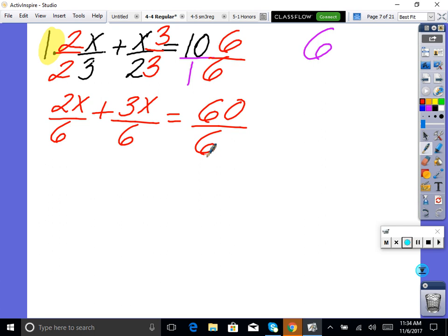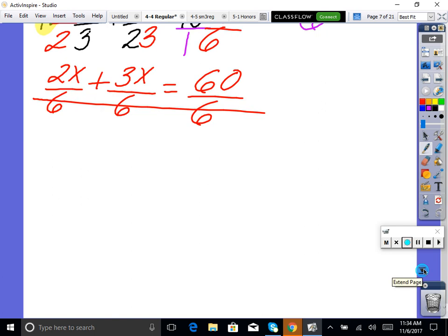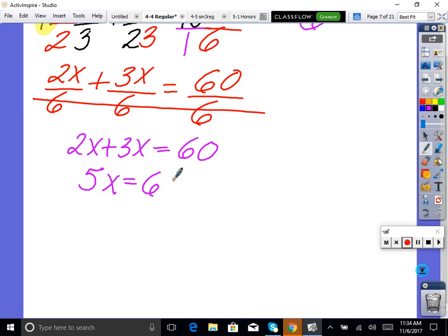Now look at our denominator. Isn't it the same? Yep. We can ignore it now. Solve using the numerator. Because our denominator is the same, we can just solve the numerator. So my true statement is 2x plus 3x equals 60. This is just a linear equation. 5x equals 60, solve for x. X equals 12. You divided both sides by 5.